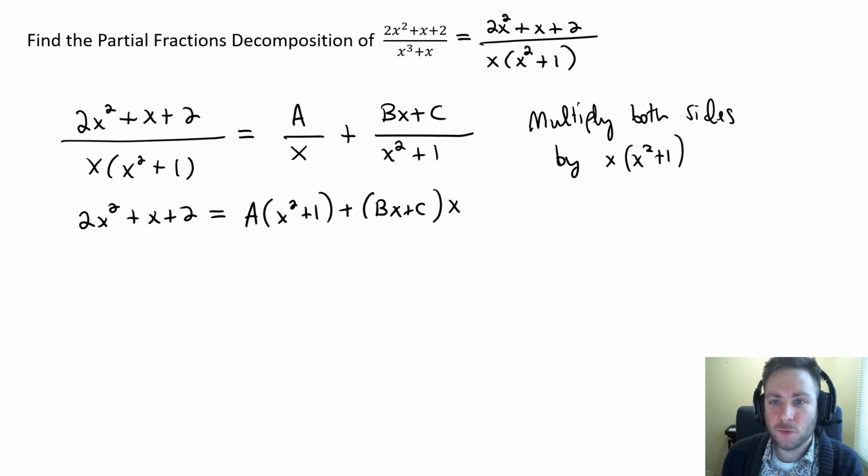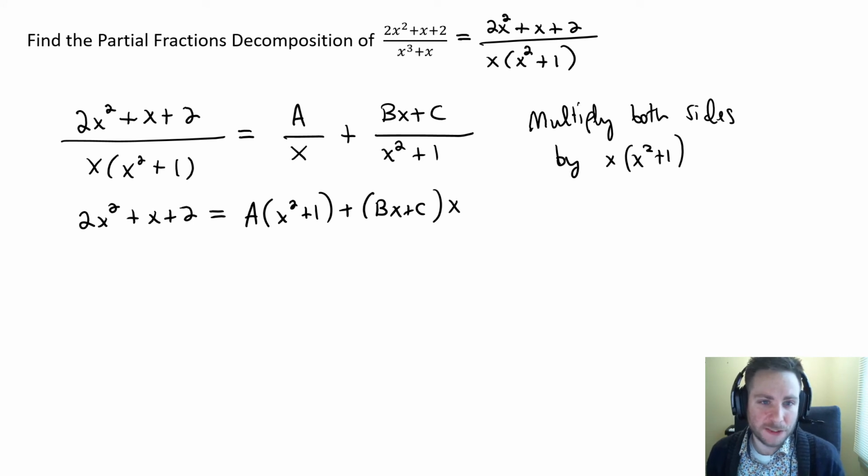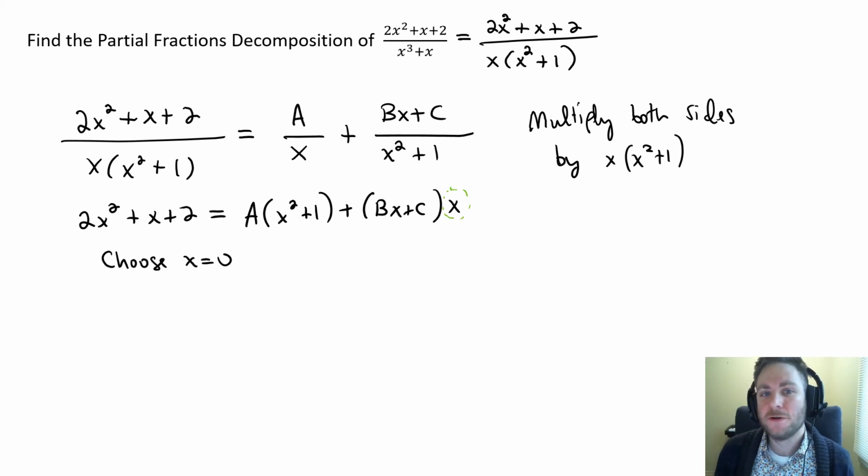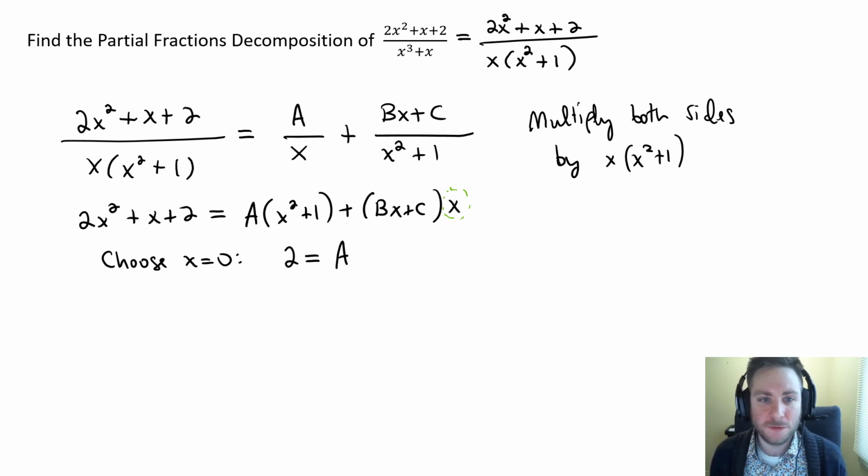And at this stage, we actually now have two options. You can either plug in easy x values, or you can expand and compare coefficients. I actually like to use a combination of both methods. I do see that x equals 0 would make one of these terms disappear, so I might as well plug that in to start with. So pause and check that that would give me 2 equals a as a result.